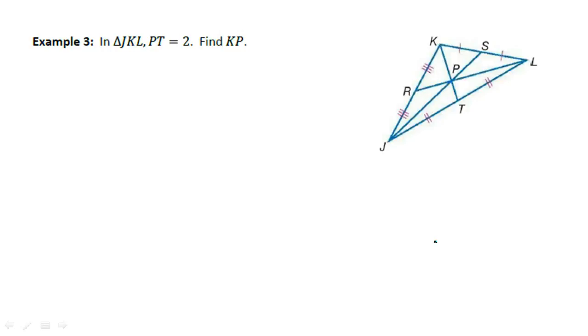Example 3. In triangle JKL, PT is equal to 2. Find KP. So we were not given a vocabulary word in these directions, so we need to see what type of segments we have in our triangles. We can see we're going from a vertex to the midpoint of the opposite side. So this triangle is showing medians. The point where all the medians meet is called the centroid, so that means that P is the centroid. And we need to use that centroid property, which is that 2/3 property.